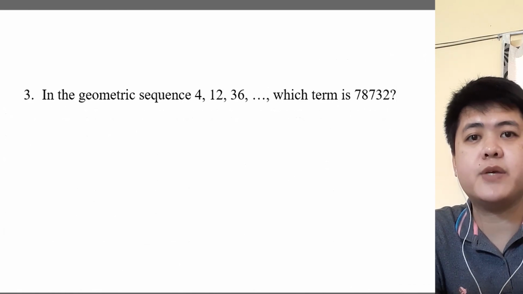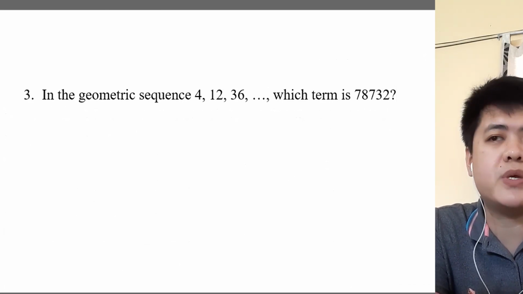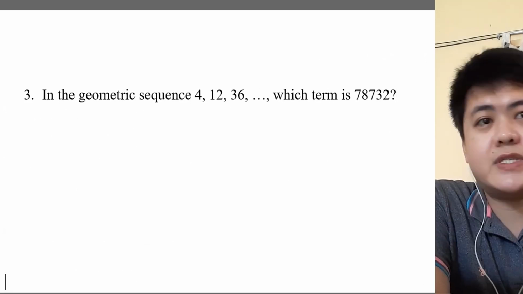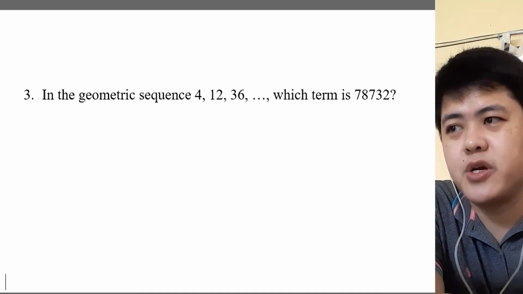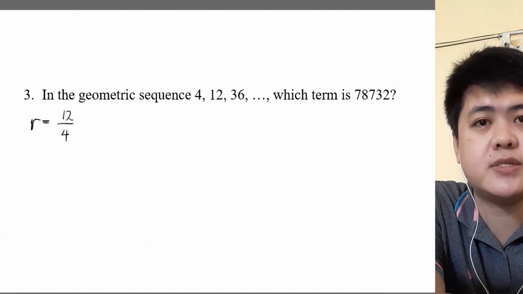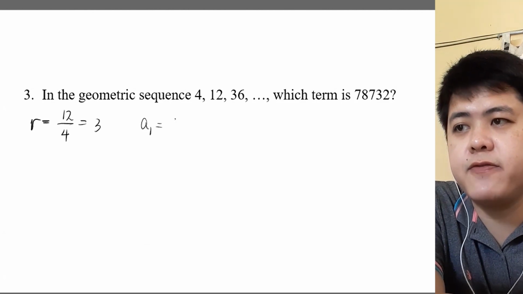Let's have number 3. In the geometric sequence 4, 12, 36, which term is 78,732? The first thing you need to do is to get the value of r, or the common ratio. The common ratio is equivalent to 12 over 4, or a sub 2 over a sub 1, which is 3. So the common ratio is 3. Your first term is 4, okay?